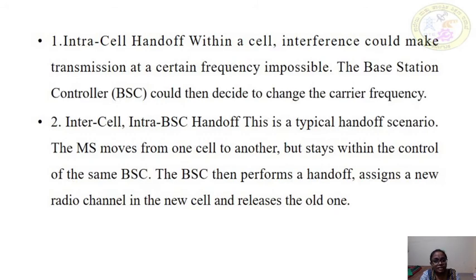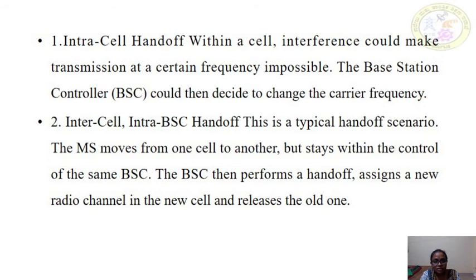Intra-cell handoff is within a cell. Interference could make a transmission at a certain frequency impossible. The base station controller could then decide to change the carrier frequency.